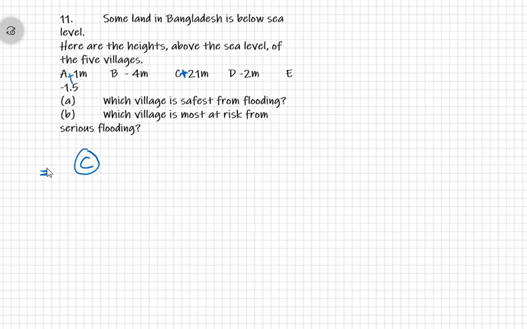So which village is most at risk from serious flooding? Look here, which is the deepest? Minus means below the sea level. Here this is minus 4 meter, this minus 2, and this minus 1.5. So minus 4 is the deepest. So the answer for the safest is C, and the answer for the most at risk will be B, this one, okay.